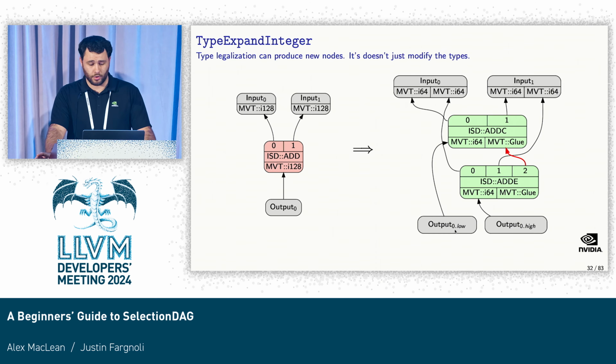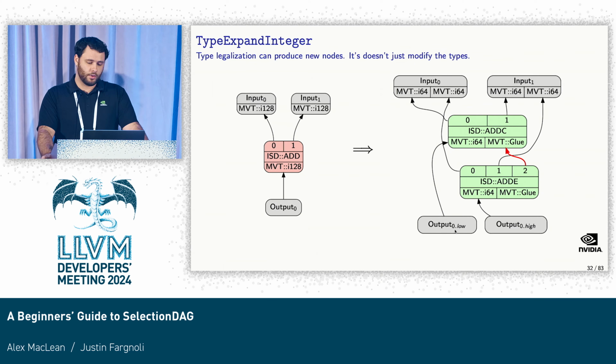First, expanding an integer. On the left, we have an i128, a type that, for this hypothetical target, is not supported. However, i64 is. So SelectionDAG legalizes our i128 add to i64 add with carries. An important thing to note here is that even though we're in the type legalization phase, we aren't just touching the types. We're also making modifications to our DAG.